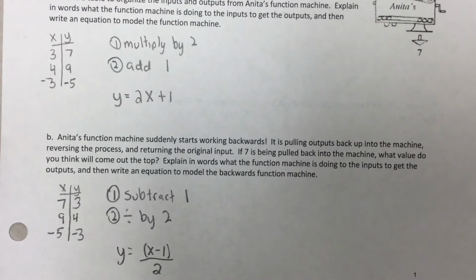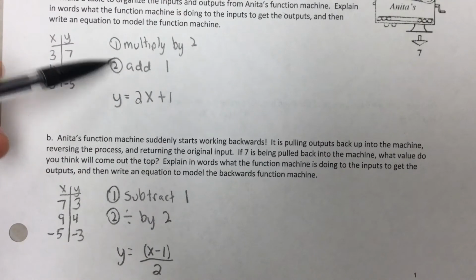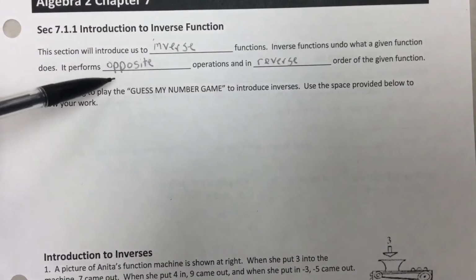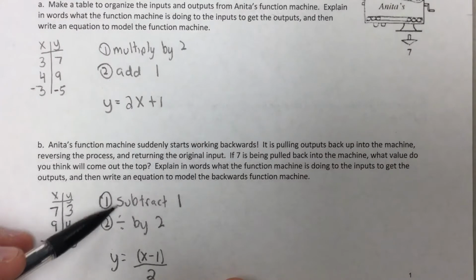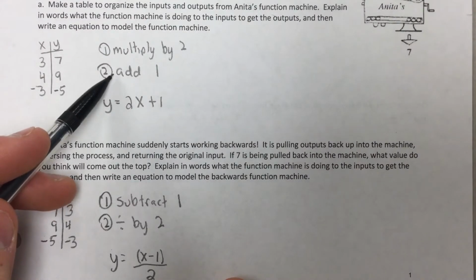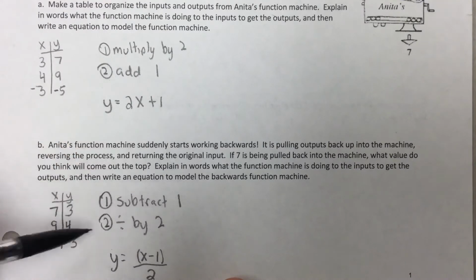And these are examples of inverses. Notice we multiplied by 2 and then added 1. We talked about how inverses were opposite operations in the reverse order. So in the reverse order, we subtracted 1, which is the opposite of add 1, and then we divided by 2, which is the opposite of multiply by 2. So we did that in the reverse order as well.